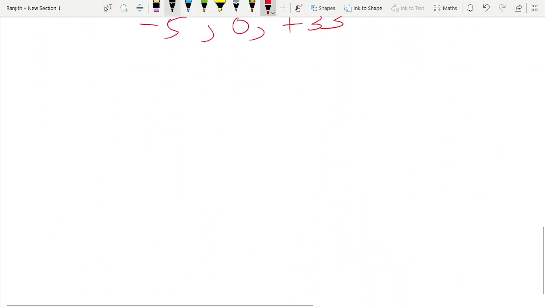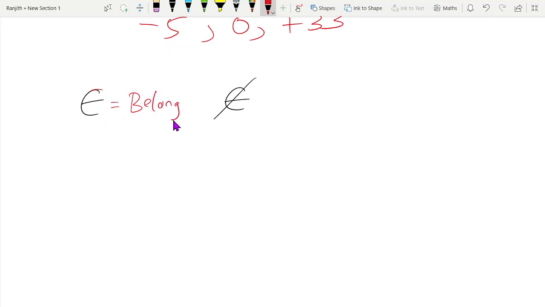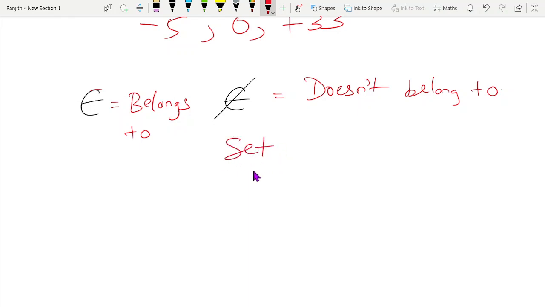Then there are two more symbols left. How many of you will remember this? What is this? It belongs to. And this is doesn't belong to. Where did we study this? In sets. So the part on sets is also important in this.